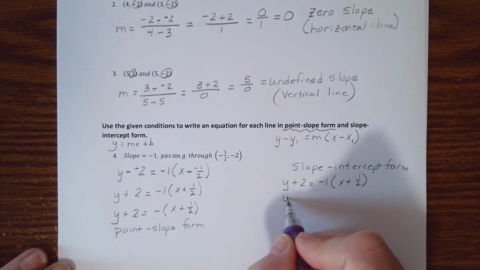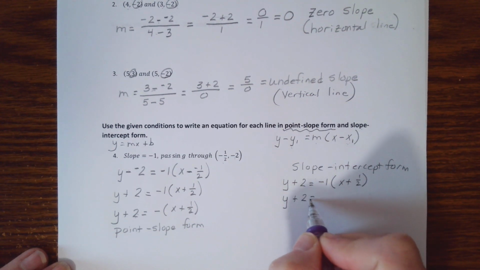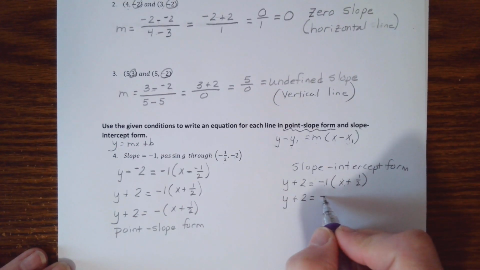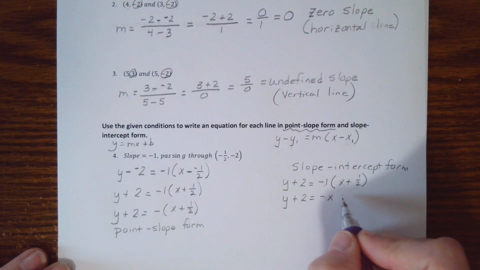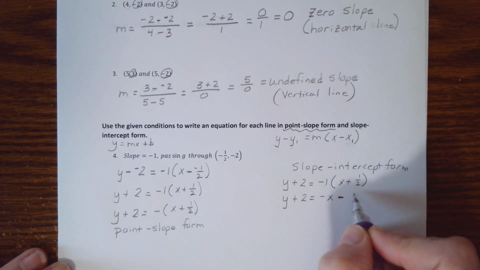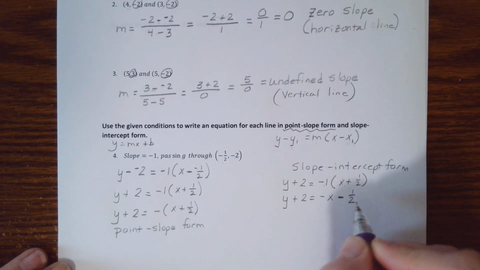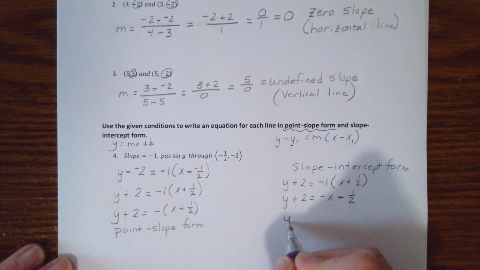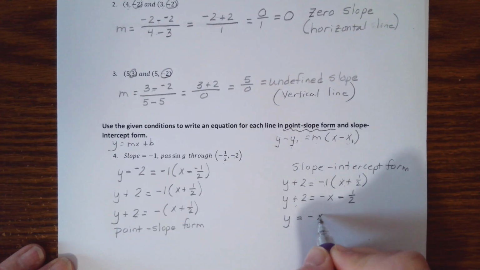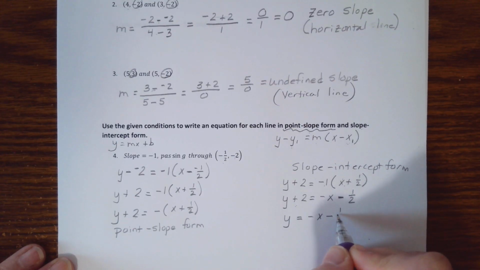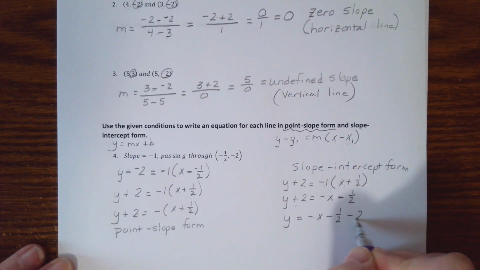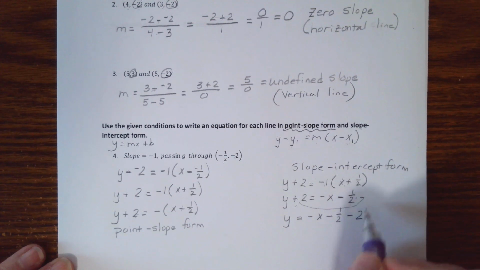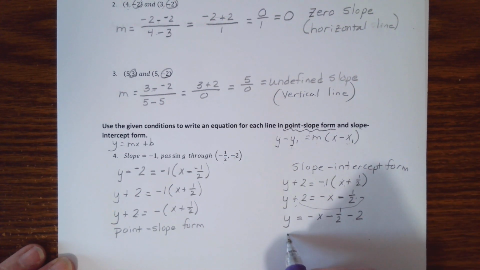So I'm going to first distribute, following order of operations. Negative 1 times x gives me negative x. Negative 1 times 1/2 gives me a negative 1/2. Then I'm going to subtract 2 from both sides. So I'm going to have here y is equal to negative x minus 1/2 minus 2, because I'm going to move this over here, so it becomes a minus 2. So now I'm going to simplify.